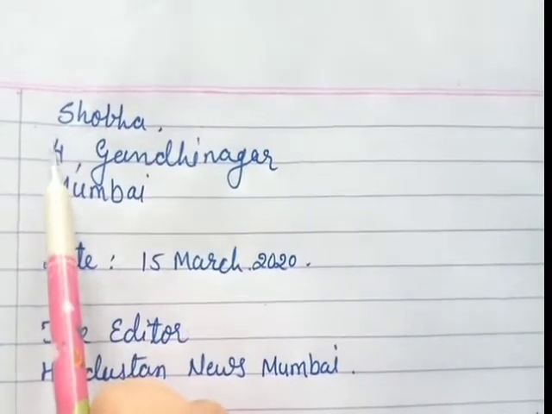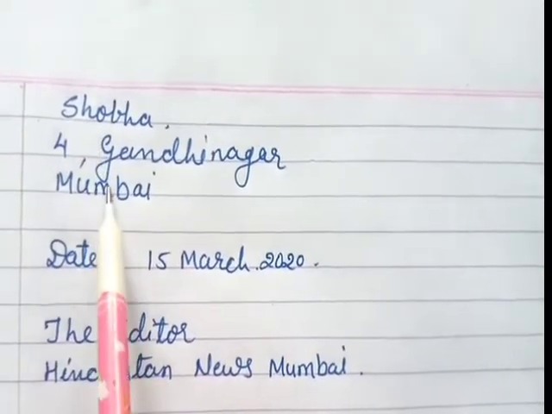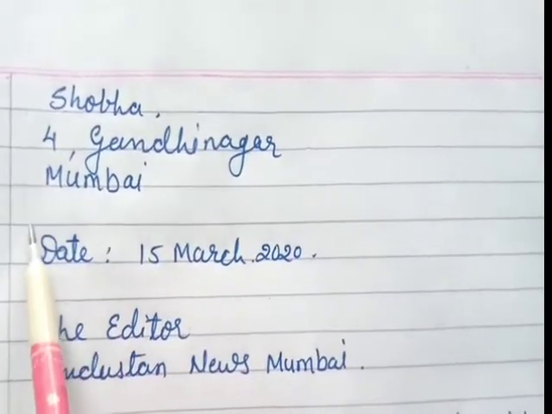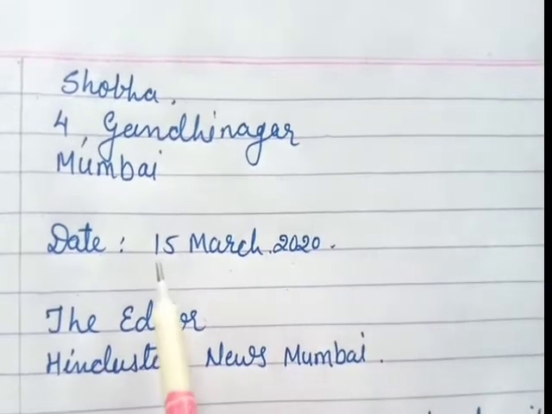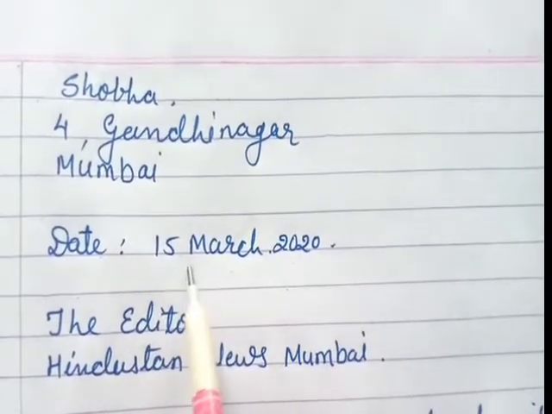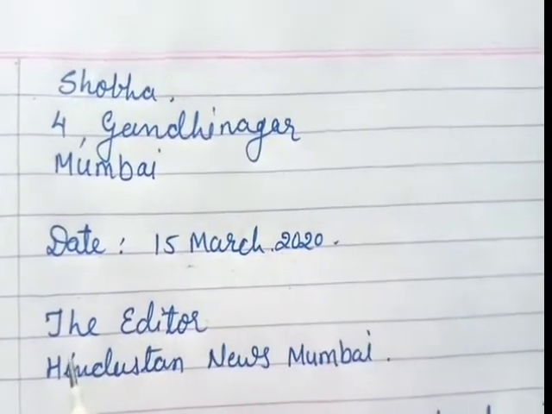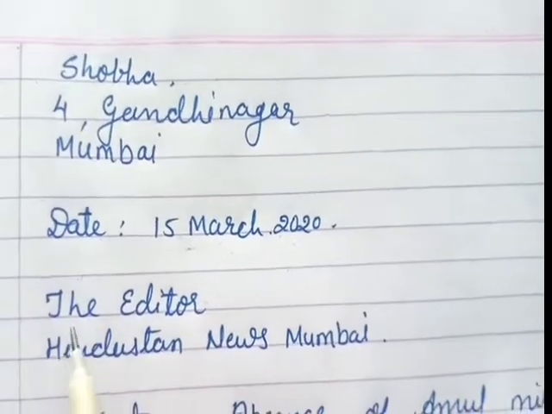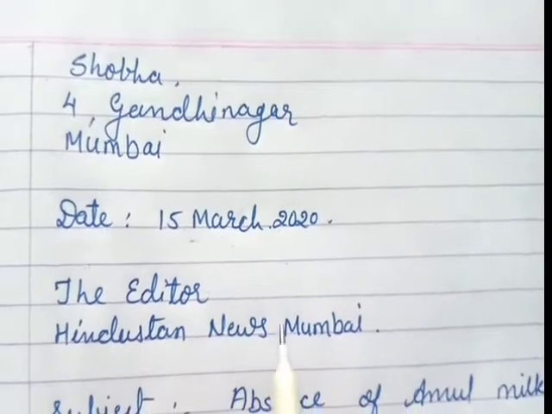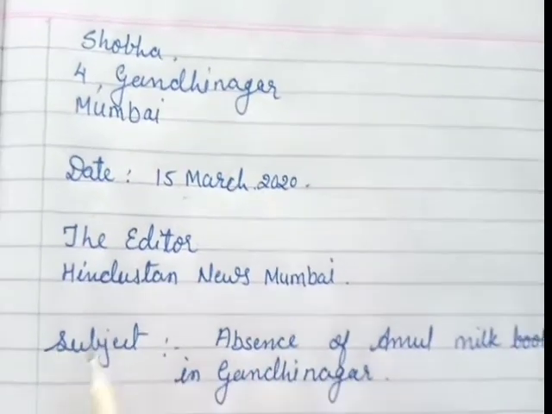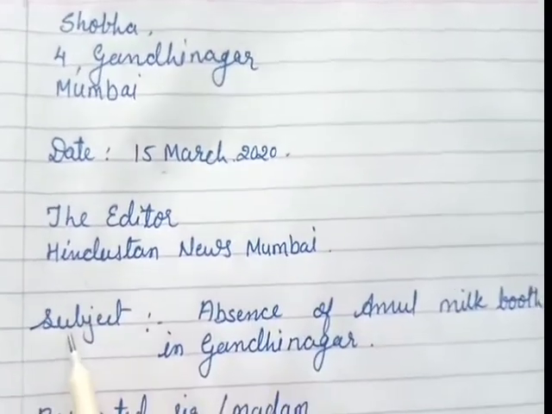And then the address for Gandhinagar, Mumbai, which is given in the question. Then leave one line and write the date, 15 March 2020. Whatever date is given in the question paper, you should write only that date. Then leave one line again and write the address of the editor, Hindustan News, Mumbai. Again leave one line and write the subject.